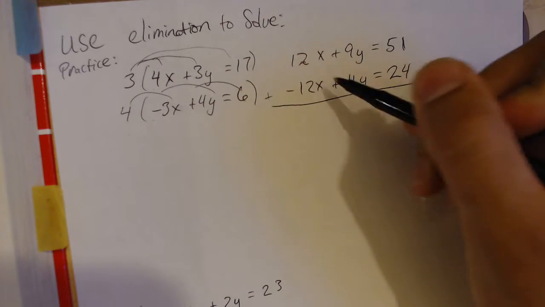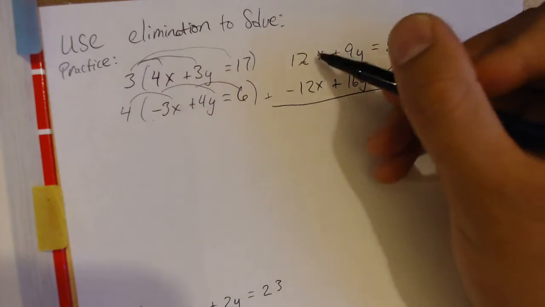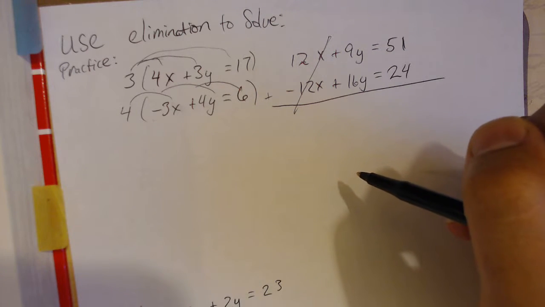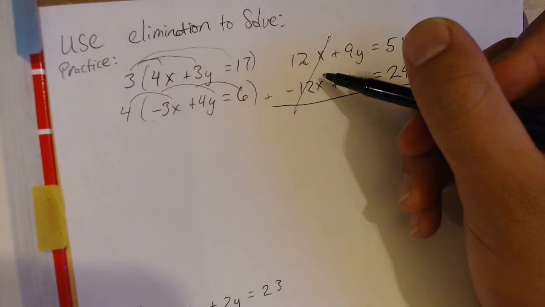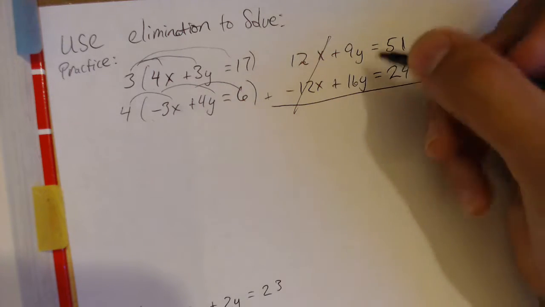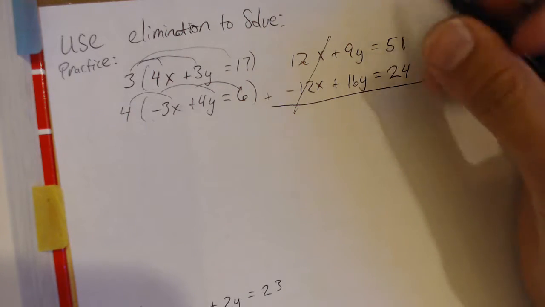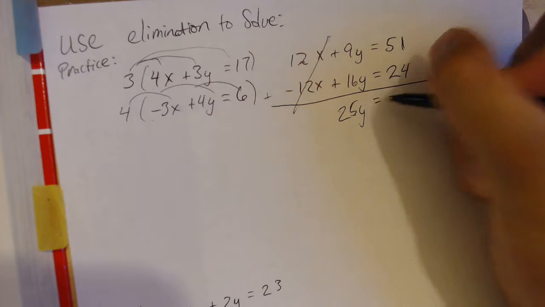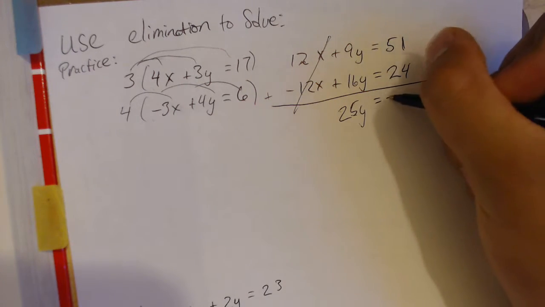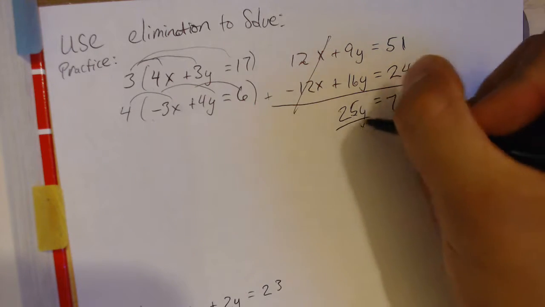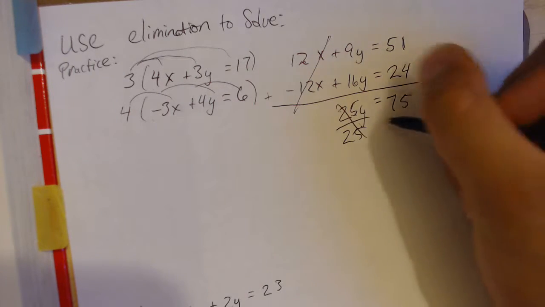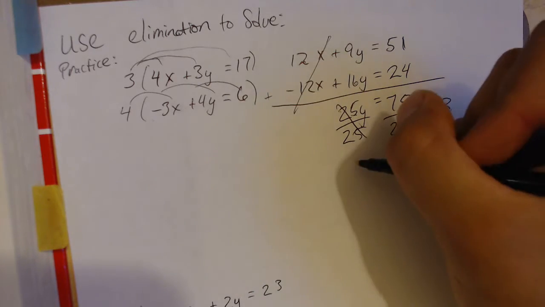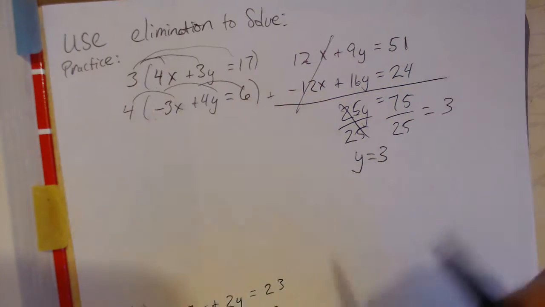And we'll see that adding like terms, this positive 12 and this negative 12 are going to cancel each other out. And now there are no more x's in the equation. We eliminated the x from the equation. So then we add the 9y and the 16y. We get 25y. And then 51 and 24 comes out to 75. Divide each side by 25. That equals 3. So then y equals 3.